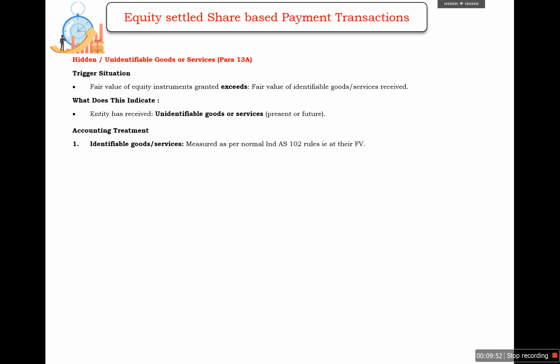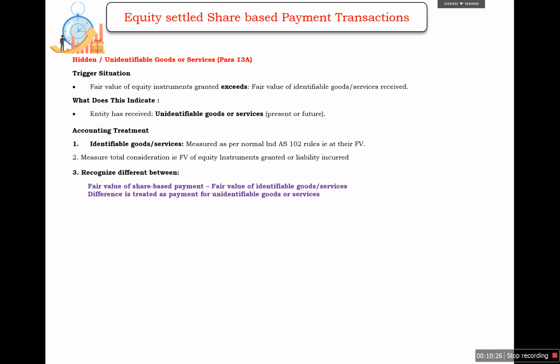First we need to check for the identifiable goods. In the case of identifiable goods and services, we need to measure as per the normal Ind AS 102 rule, that is, at their fair value. Then we need to measure the total consideration, that is, the fair value of the equity instrument granted or the liability that we have incurred. Now we need to check the difference amount. We deduct the value of the identifiable goods and services from the fair value of the equity instrument that we have granted, and the difference will be treated as payment for unidentifiable goods and services.